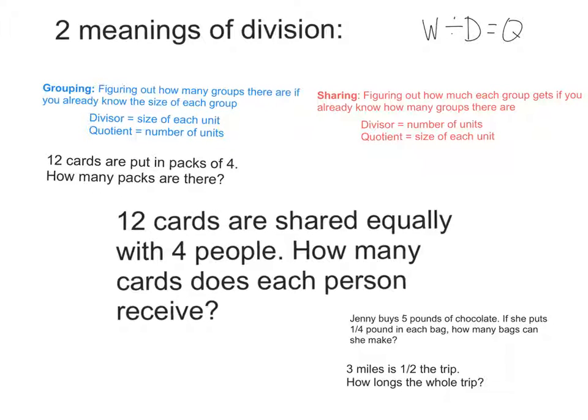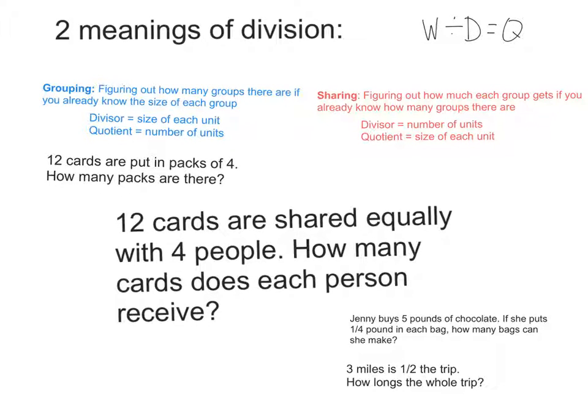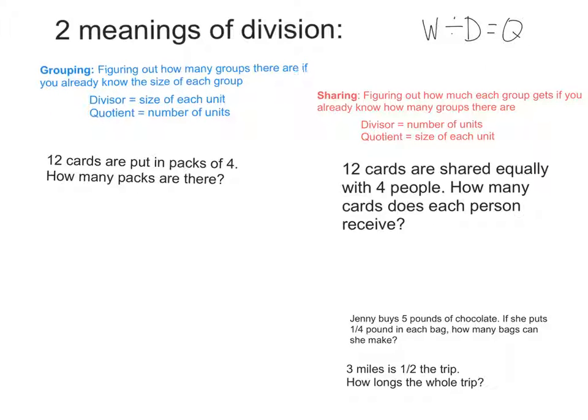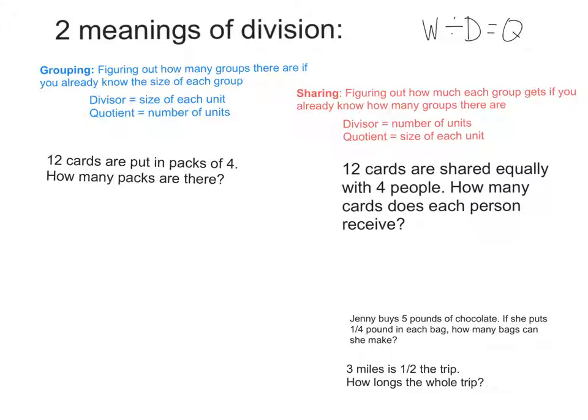Let's try this one. 12 cards are shared equally with 4 people. How many cards does each person receive? Would this one be grouping or sharing? Let's think about, first of all, what division equation would you do here? 12 divided by 4. Is that the same as the 12 divided by 4 in the first problem? Okay, but this time are we trying to figure out how many groups there are, or how much each person gets? How much each person gets. So do we already know how many groups there are, or how many people there will be? We're trying to figure out how to share them equally amongst 4 people, aren't we? So is this grouping or sharing? So do you see how the same division problem, 12 divided by 4, can be thought of in 2 different ways? Do you guys see that?